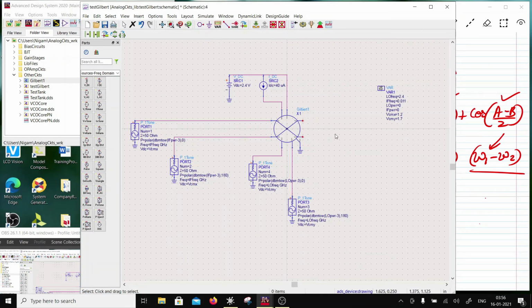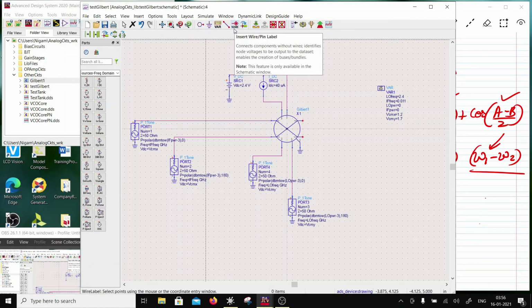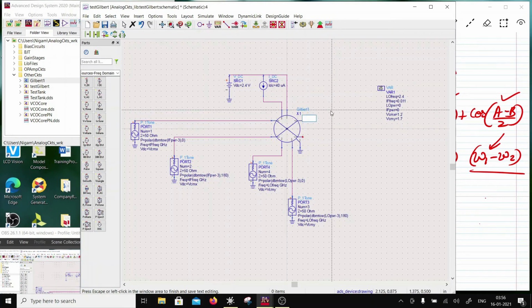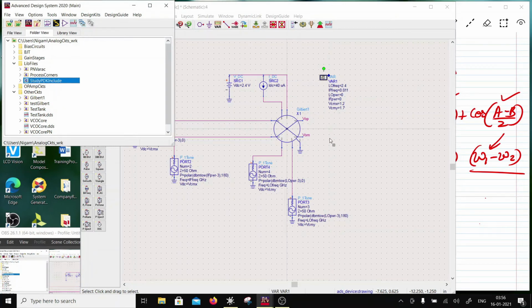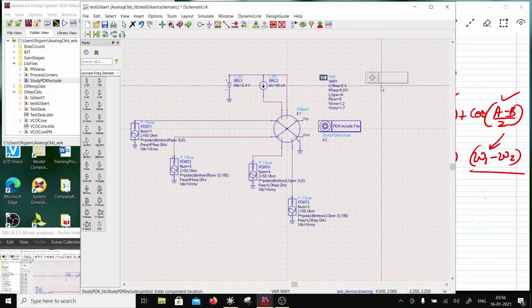Now I'm going to label the outputs as VOP and VOM. So we are ready to test this mixer. All I need is an include file. I'm going to put in an include file here, and what am I going to simulate? I'm going to do a harmonic balance on this.